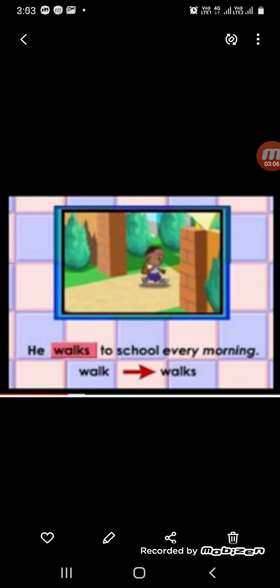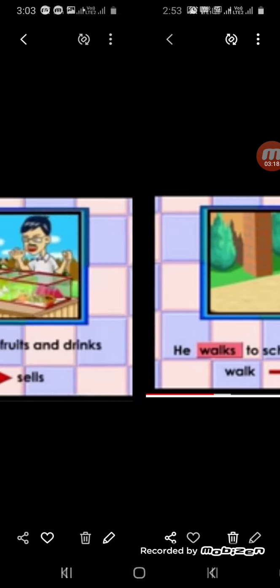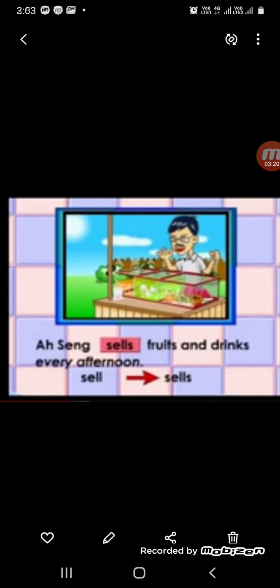He walks to the school every morning. Now you are adding s to the verb and it has become simple present tense. Every day he has the same habit of going to school by walk. Third is, Sang sells fruits and drinks every afternoon. Sang is the name of a Chinese person. He sells fruits. So the verb here is sell. We are adding s to it and it has become simple present tense because his action is habitual and he does it every day.